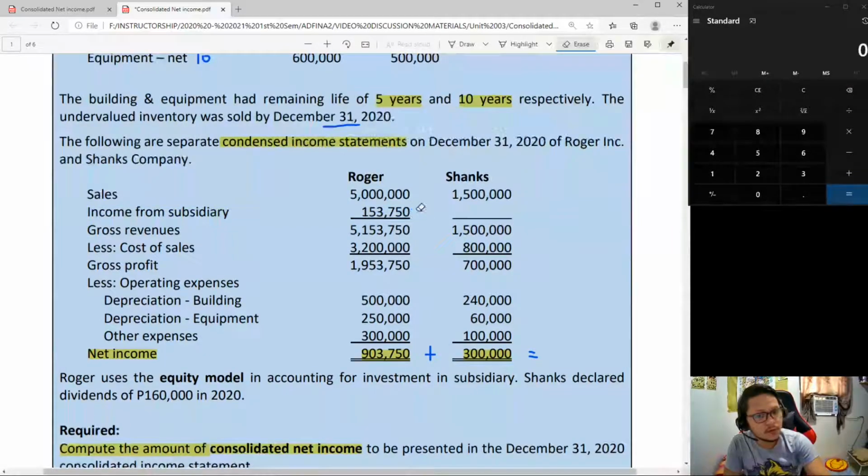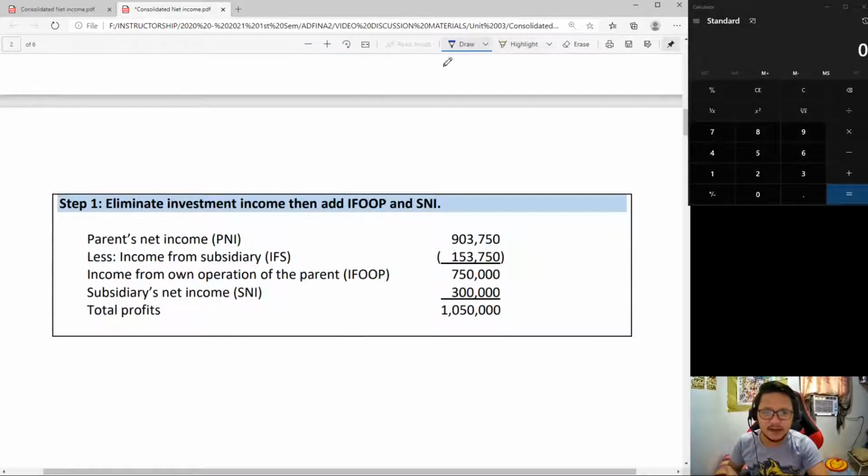So, the first thing that you will have to do if you are going to prepare the consolidated financial statement is you have to add all the income of the parent and subsidiary minus any intercompany and intragroup revenues. So step 1, preparation of the computation of your consolidated net income. Ito po ang gagawin. Take parent's net income. Remove income from subsidiary because it is an intra-group revenue. After doing that, you will arrive at an amount equal to the income from own operation of the parent.